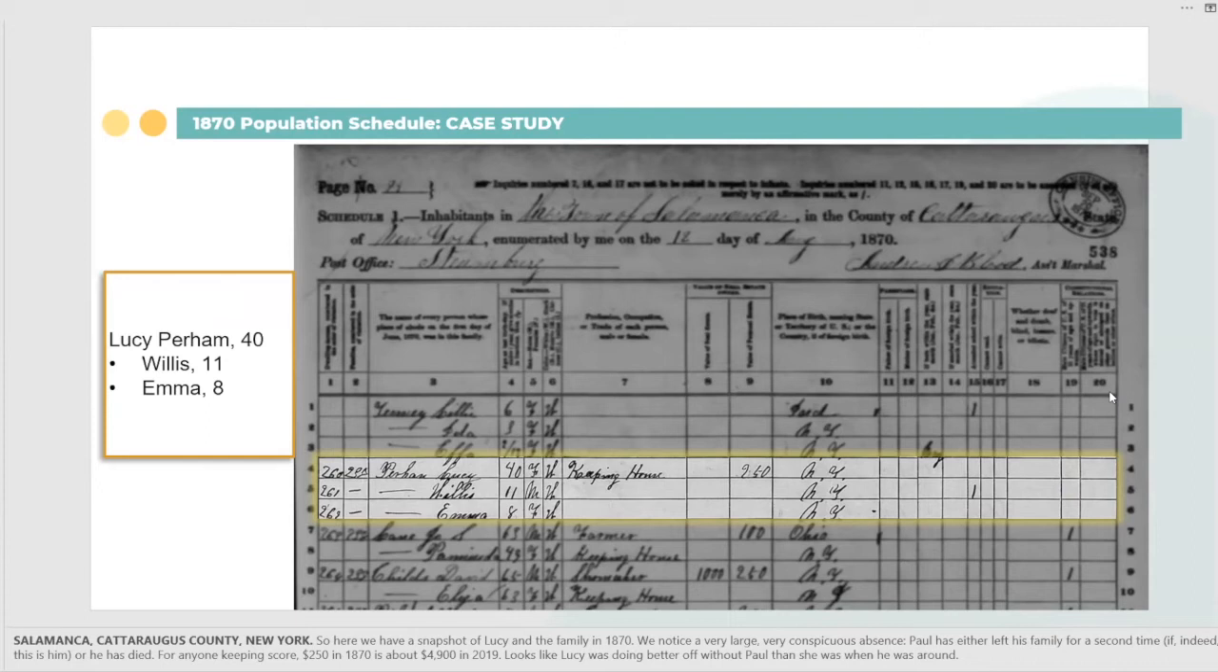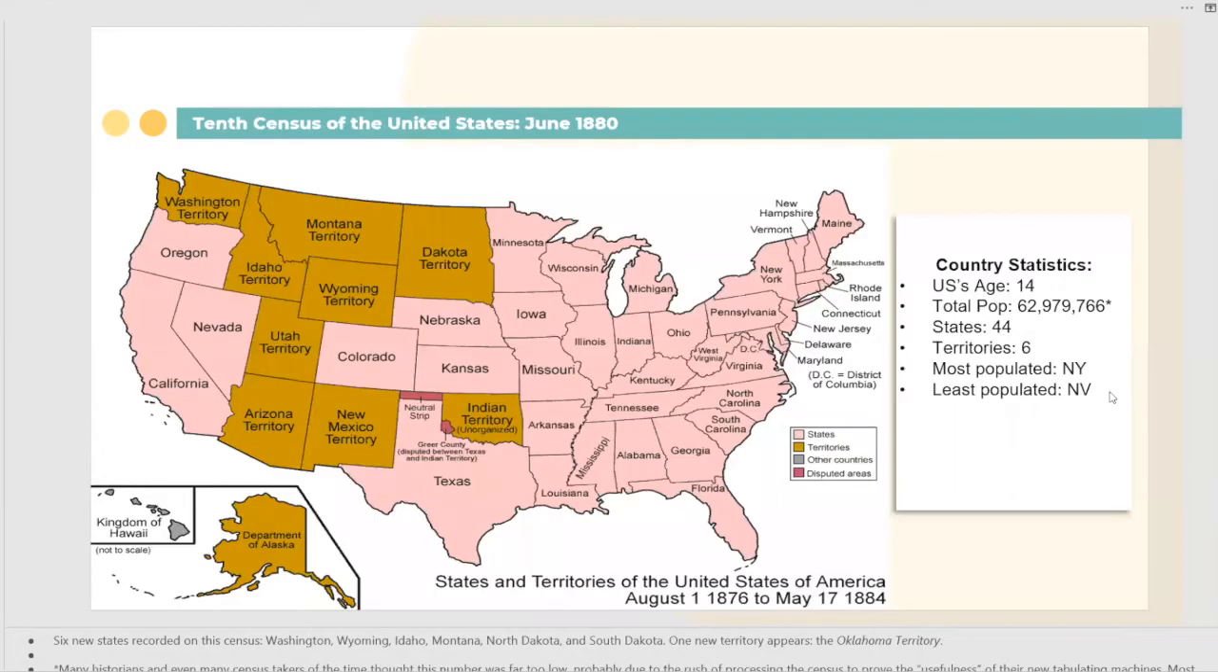Paul has, we either have a different person, or he has moved away from his family a second time, or he has died. For anybody keeping score, $250 in 1870 is about $4,900 in 2019. So it looks like Lucy's actually doing better without Paul around than she was when he was there. Paul was not a great person.